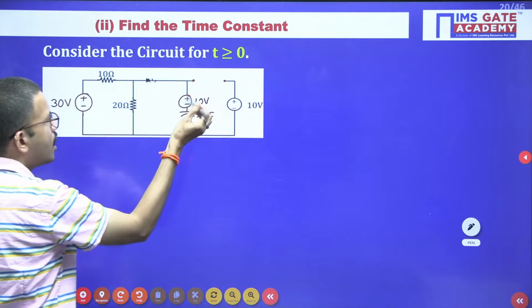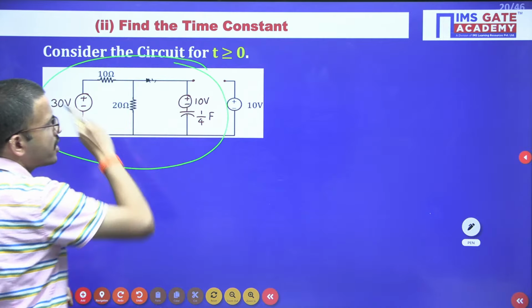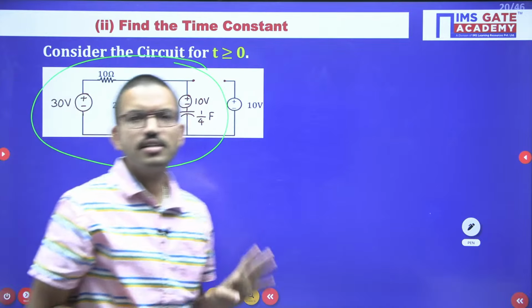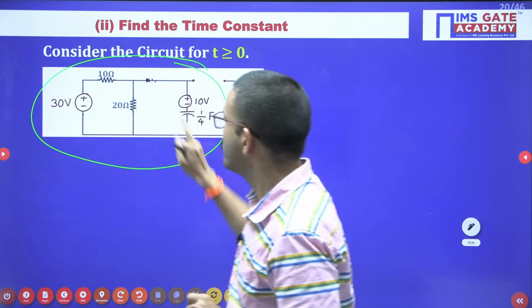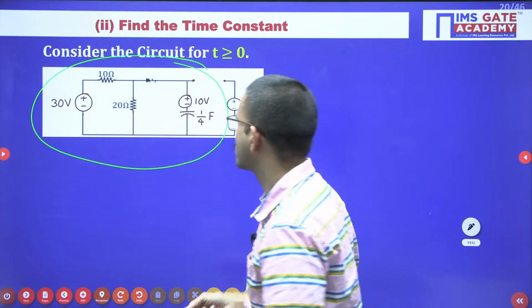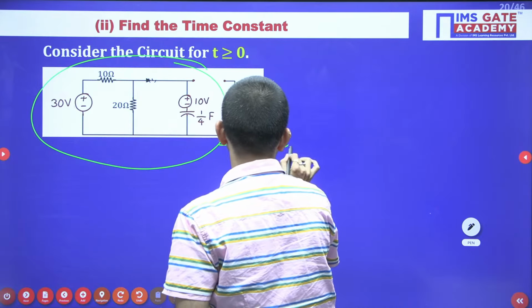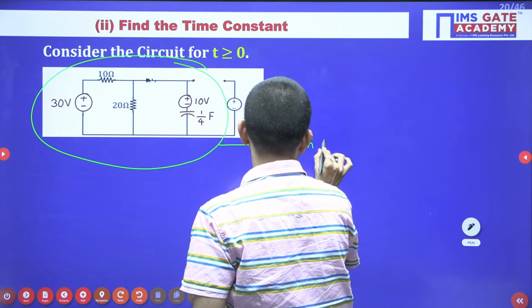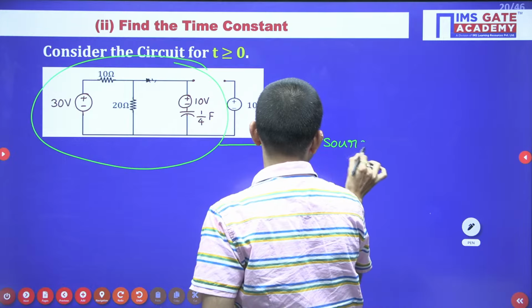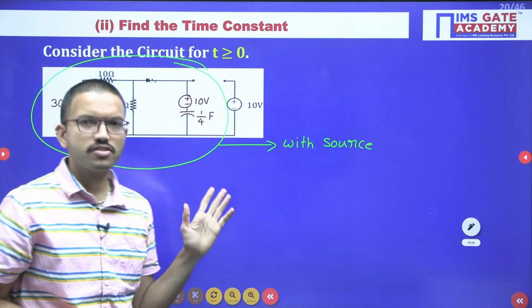So now if you observe this part of the circuit, you have the circuit with the sources. After the switching action, sources are present, right? So this particular circuit is the case where you have sources. The previous circuit which we considered is without any independent source after the switching action.